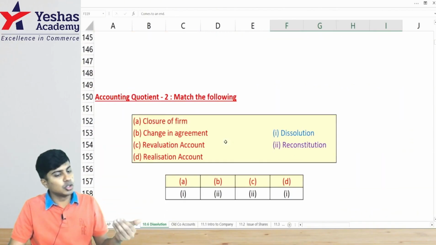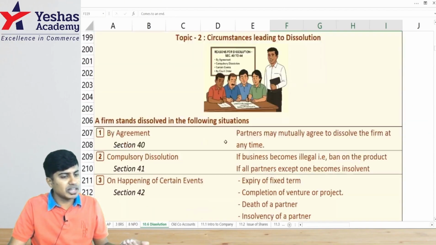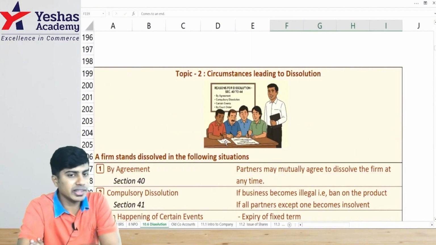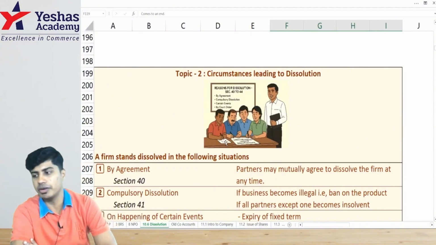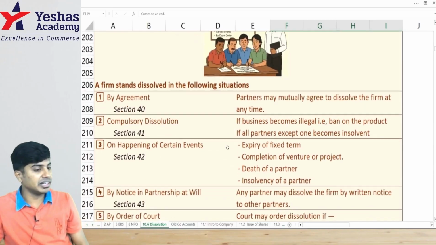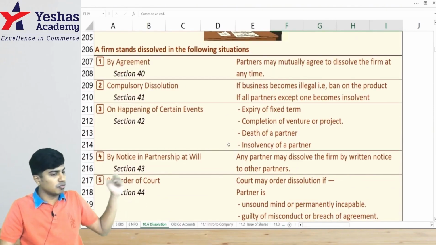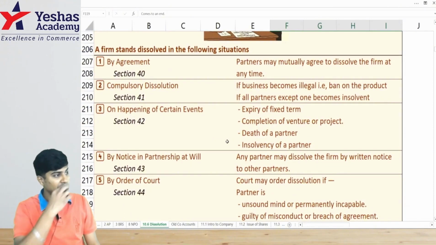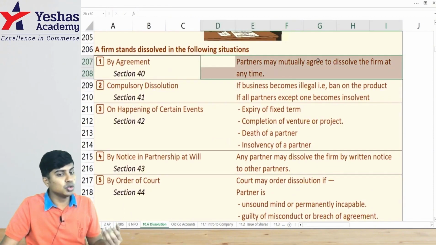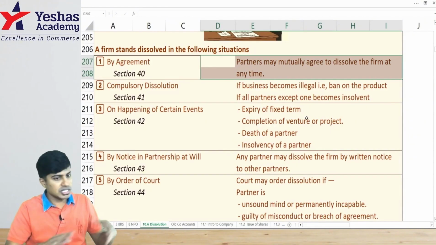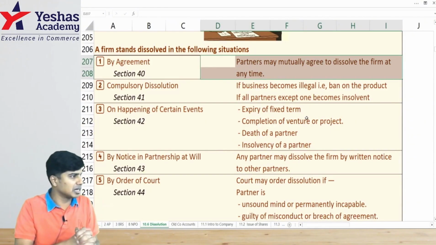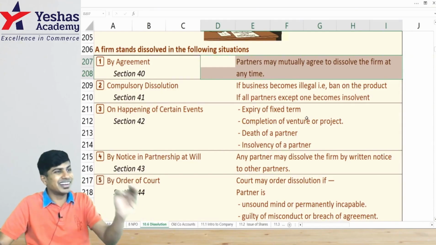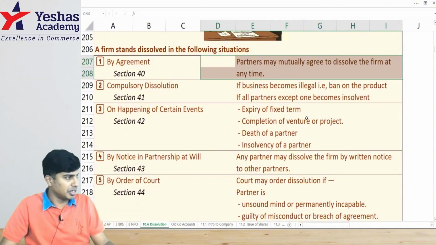Let's move to topic 2 of our syllabus. Topic 2 of our syllabus talks about circumstances which lead to dissolution. What are the situations because of which a partnership firm will be dissolved? This is given under sections 40, 41, 42, 43 and 44 of the Partnership Act 1932. Section 40 talks about agreement. If the partners mutually agree to dissolve, they all say, it's enough, we'll wind up the partnership firm. That is section 40, by agreement the partnership firm can be dissolved.